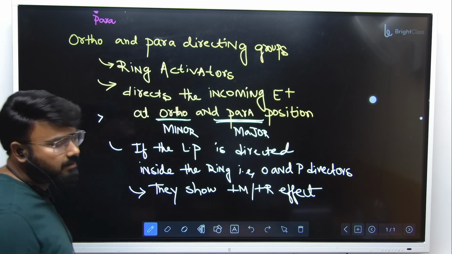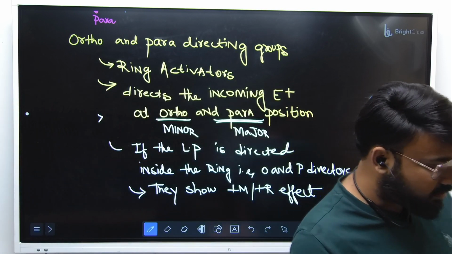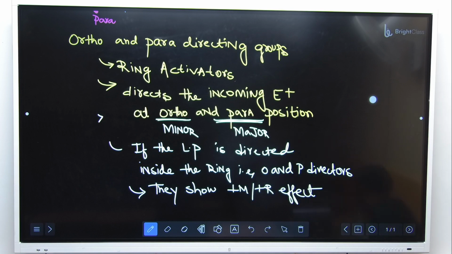Now we'll see some examples. Is everyone clear till here? Guys, please confirm. Did you all get it? The minor and major are the products, right? Yes, Avantika, there will be two products. One will be ortho, one will be para.